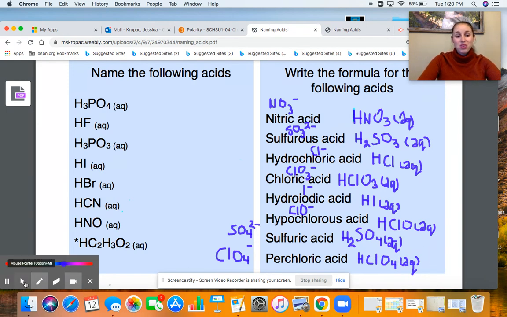So that's how you name acids. Actually not as challenging as you think, right? So remember, the decision making that you always have to do is you have to decide, is it a binary acid? Is it an oxo acid? If it's a binary acid, it's going to be hydro-ic acid. And if it's going to be an oxo acid, it's either -ic acid or -ous acid, depending on the ending.